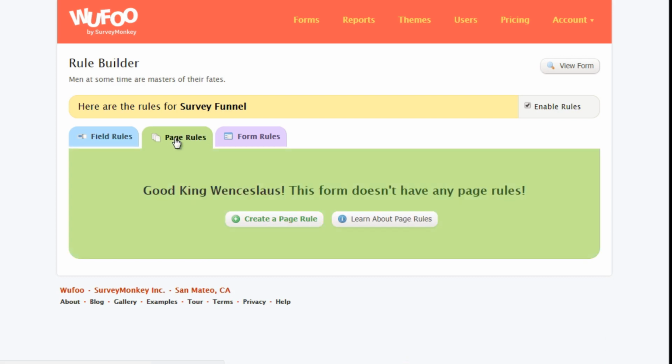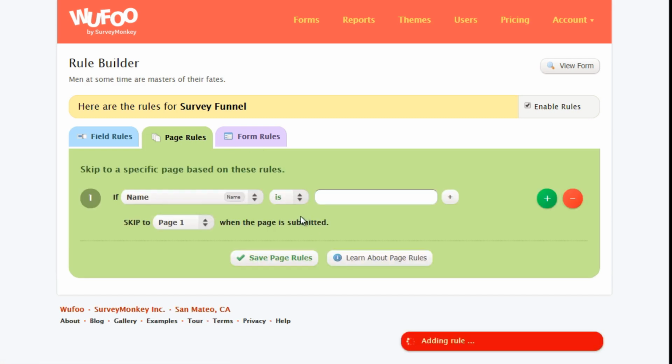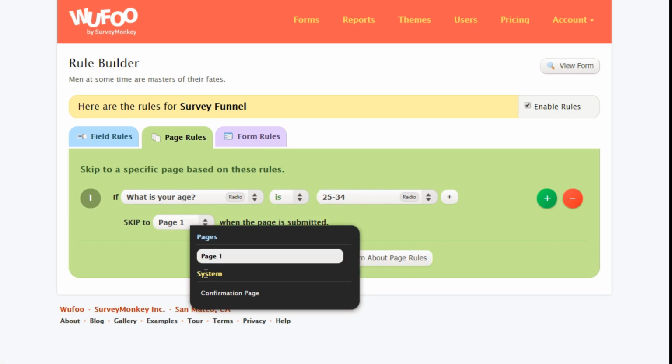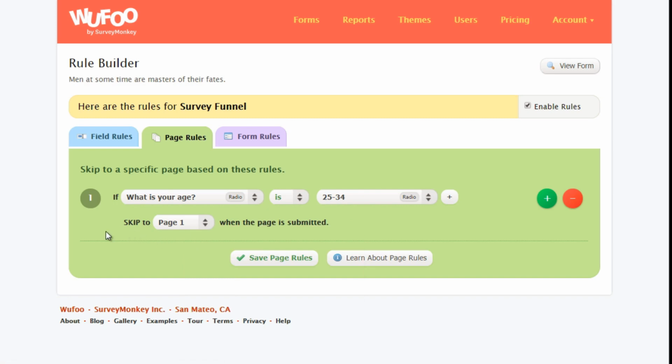We have page rules, which allow you to redirect them to a certain page. So you can create a page rule if their age is that, skip to a certain specific page. So you could have different pages. You could have pages just for the fathers, for the single women, or the married women, or the elderly couples. And on those pages, you could have an opt-in form where they fill it out. Or you could send them to a page which has a video on it.